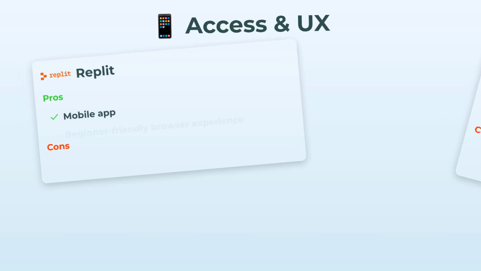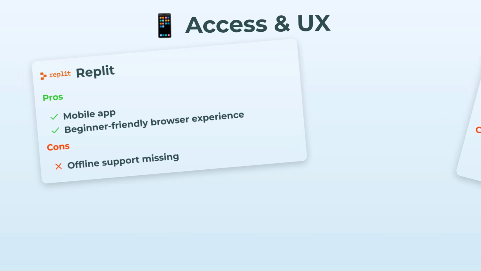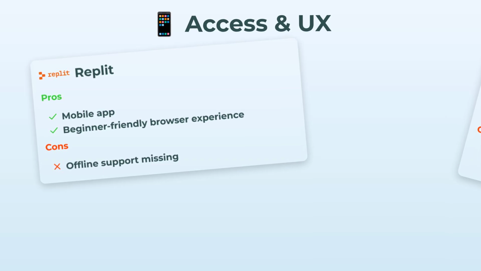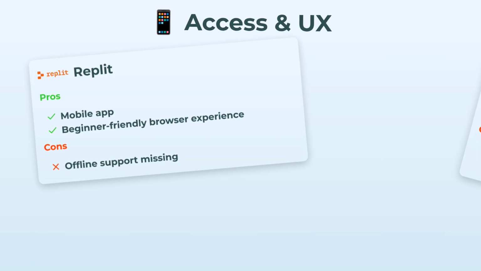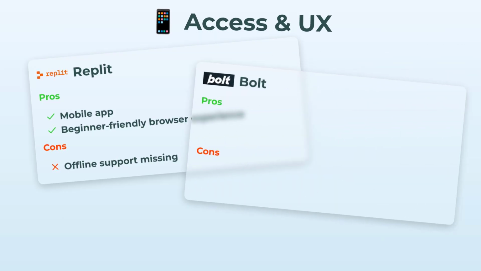Access and UX, okay, here's where things get interesting. Replit has a mobile app. Like, you can literally code from your phone. If you're a beginner or just want that browser experience, navigation is super friendly. Downside though, no offline support.